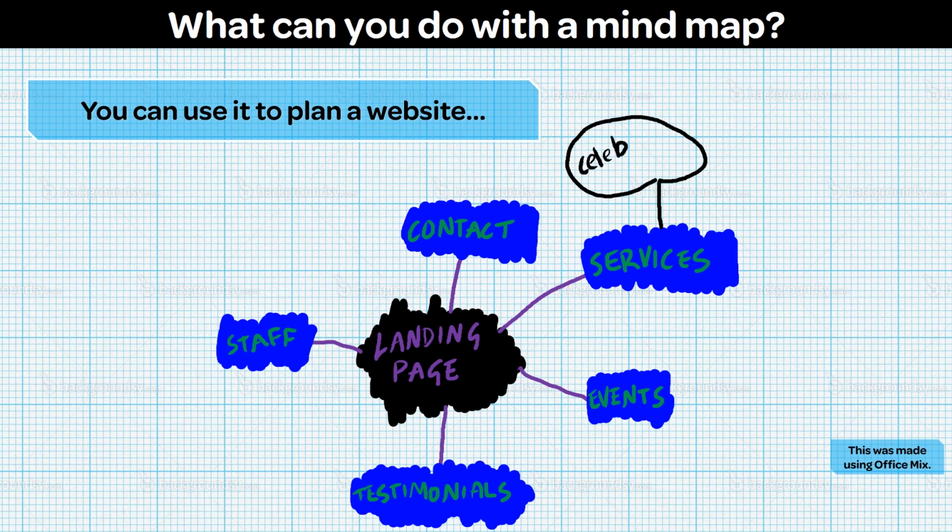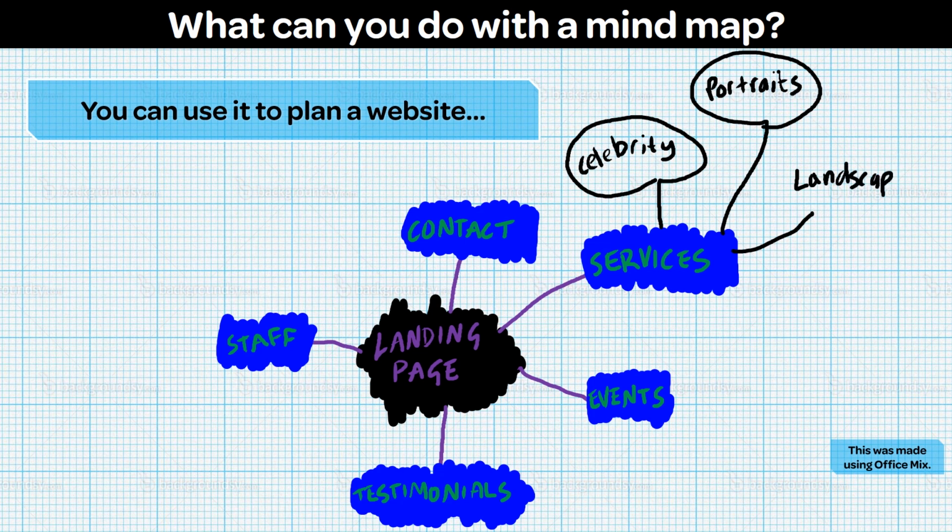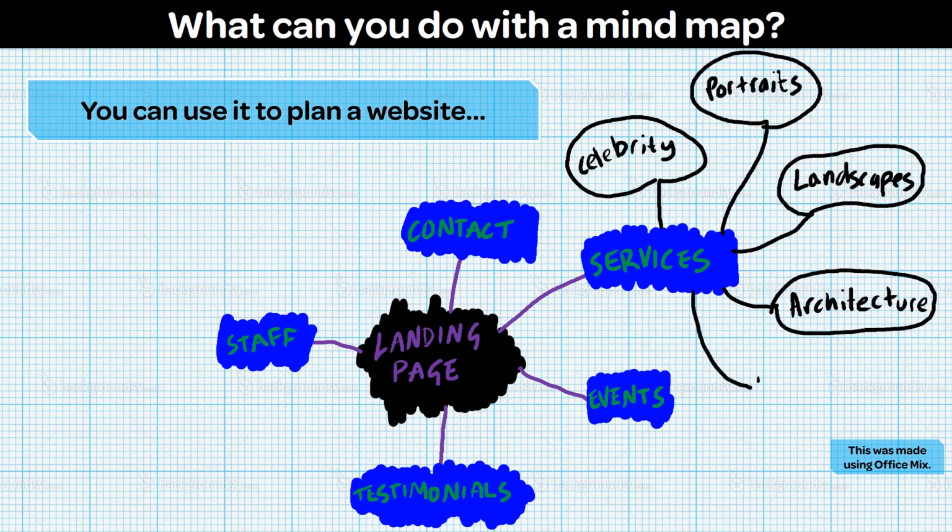Perhaps I would have a page for celebrity photographs so I can go to your event and take photography at your special event. I might have a page for portraits, family portraits. I might have a page for landscapes. Maybe I take landscapes and just sell the images. I would have a page for architecture, so I can come along and photograph your building. And of course, I would have a page for wedding photography.